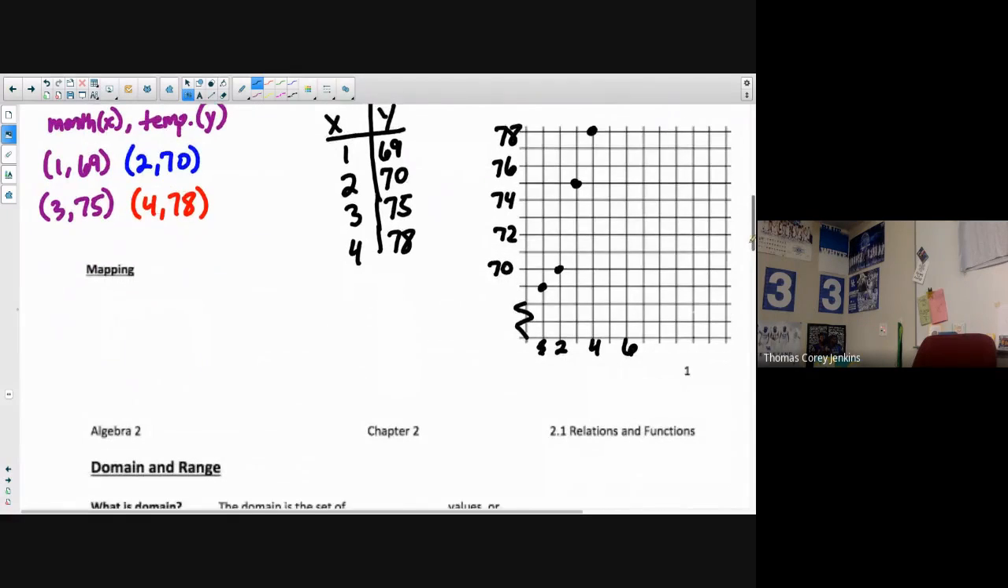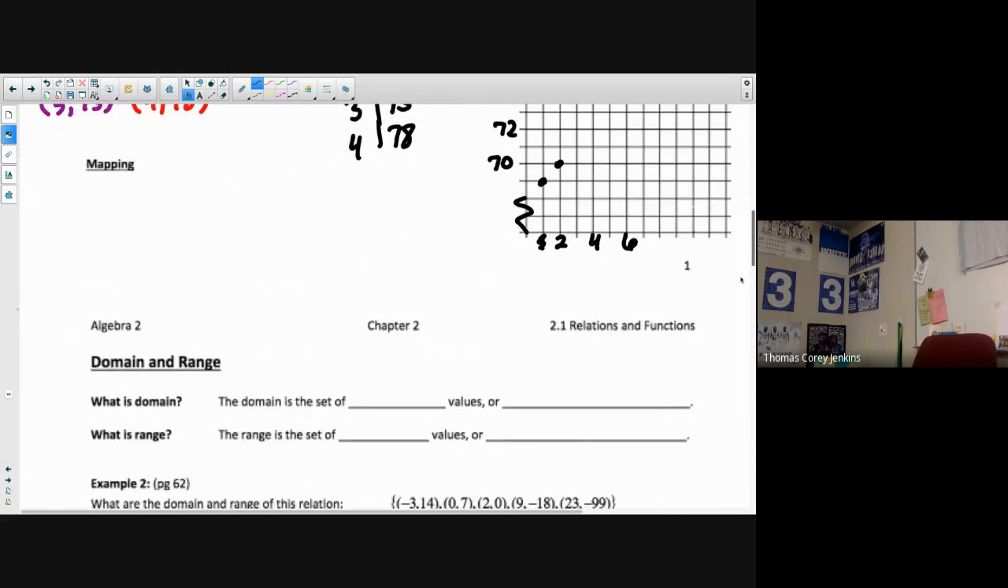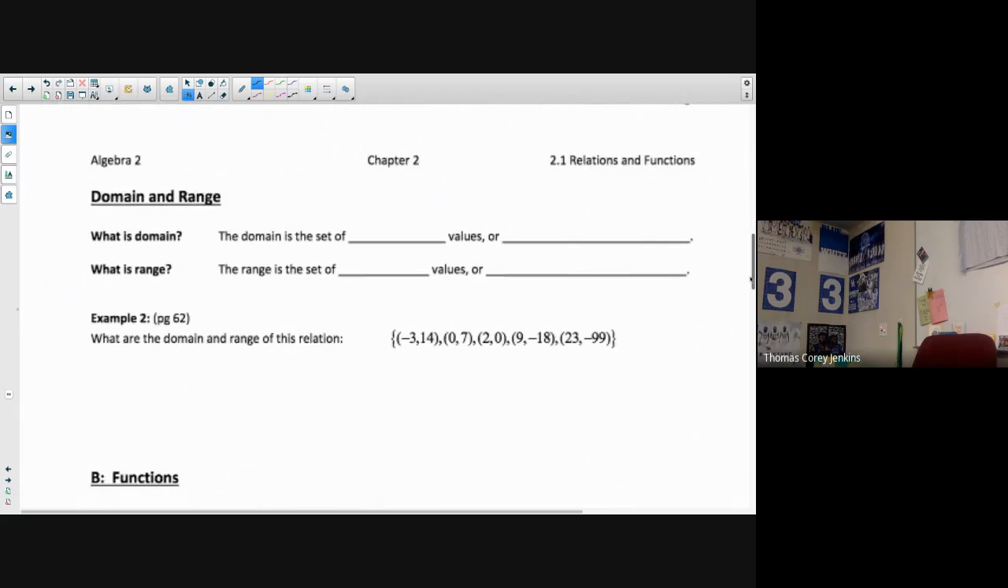And then the last thing you have is a mapping diagram. We won't really use a mapping diagram, so I'll skip that. You can see what that looks like on your notes. It looks a lot like a table. So skipping to the next page.